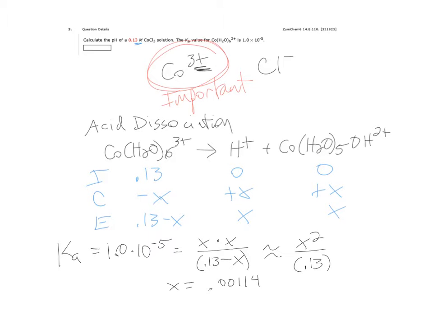To get pH, now that we have the value of x, and in our ICE table, x is the equilibrium concentration of hydrogen, we simply take negative log of that number. So negative log of 0.00114 works out to be 2.94. And that's our final answer.